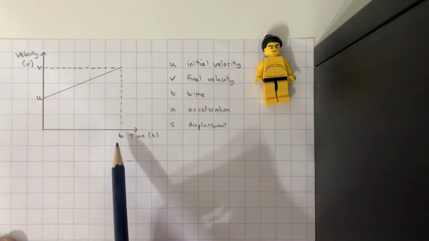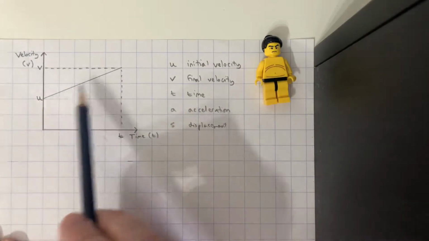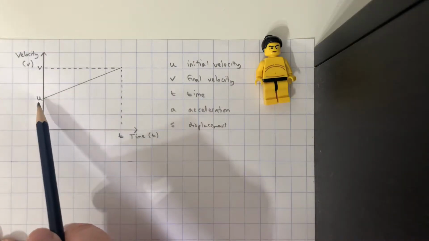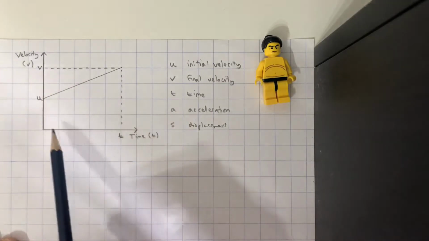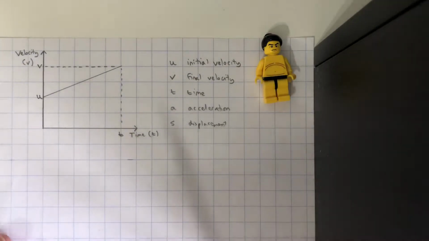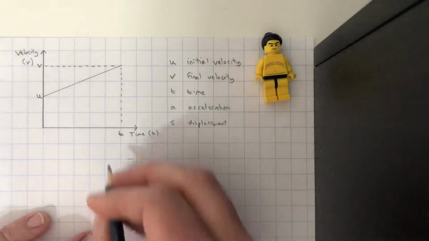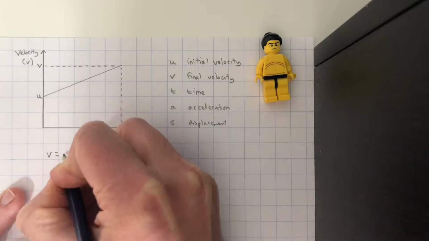In this little graph here, basically what it's representing is an object that is accelerating at a constant rate, hence the straight line, from initial velocity of U up to a final velocity of V, and it's taking t seconds to complete that. So that graph is all you need really to derive the 5 SUVAT equations. The first one, the most important one that we'll deal with, is V equals U plus AT. So if I just write it down, where does it come from?